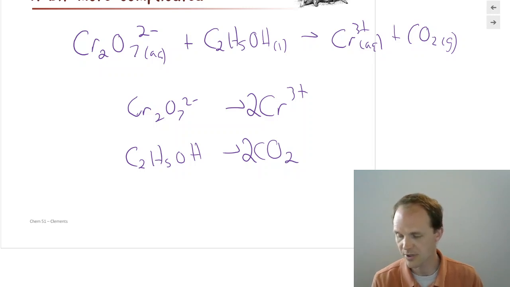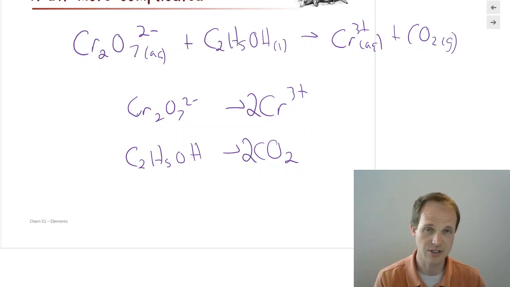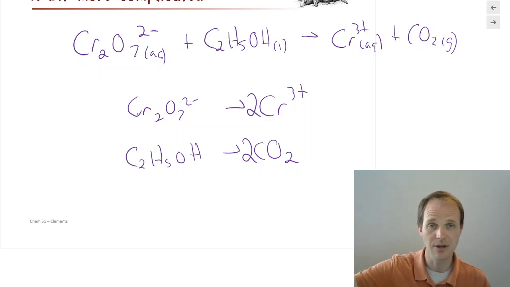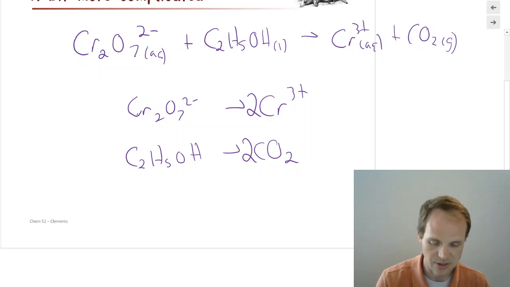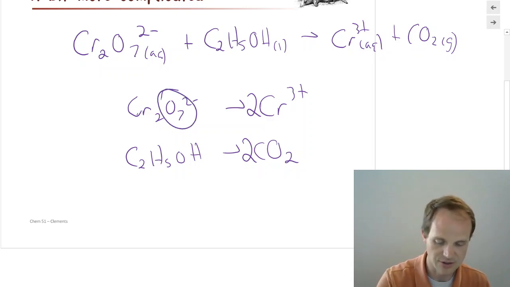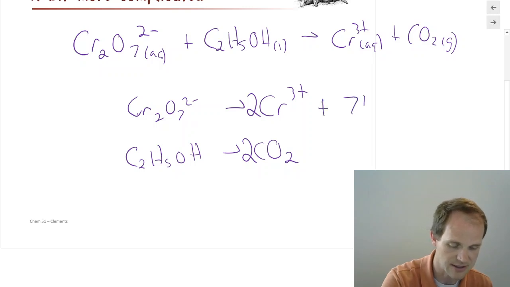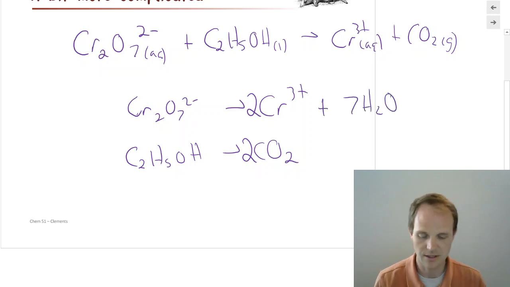What's our next step? We're going to balance oxygen using water. So that's our second step, balance oxygen using water. If you need these steps written out, they're in the last video. I'm not going to write them out all again. I'm just going to say them out loud. So balance oxygen using water. I have 7 oxygens over here, so I need to balance using 7 waters on this side.